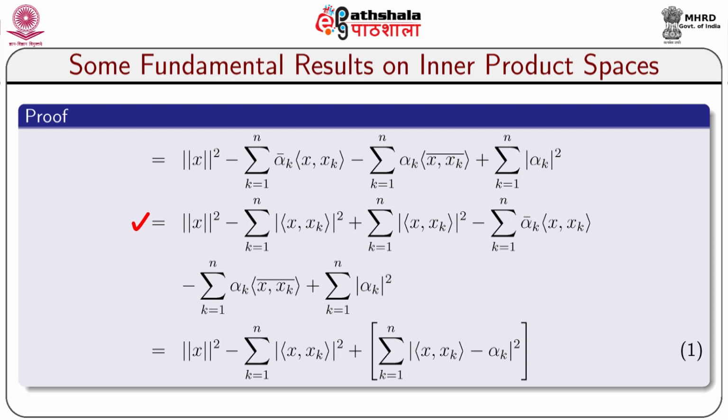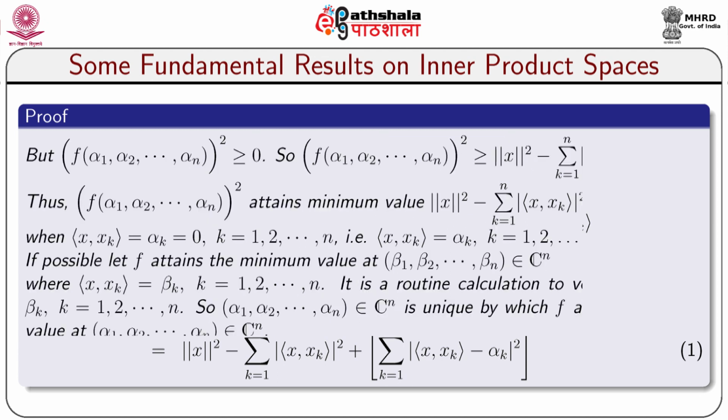x comma xk whole square plus sigma k equal to 1 to n modulus of inner product x comma xk whole square minus sigma k equal to 1 to n alpha k bar inner product x comma xk minus sigma k equal to 1 to n alpha k inner product x comma xk bar plus sigma k equal to 1 to n modulus of alpha k square, which is again equal to norm of x square minus sigma k equal to 1 to n modulus of inner product x comma xk whole square plus, within the third bracket, sigma k equal to 1 to n modulus of inner product x comma xk minus alpha k whole square, which is equation number 1.